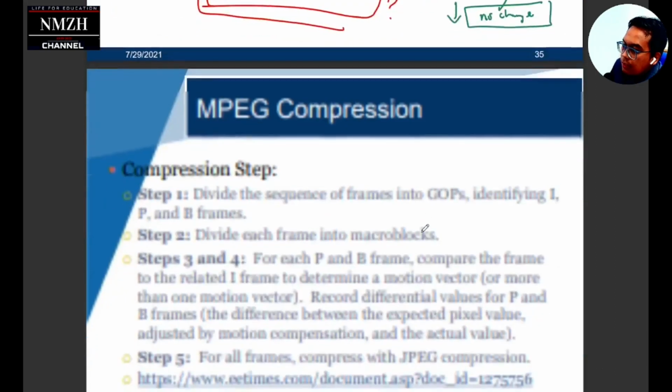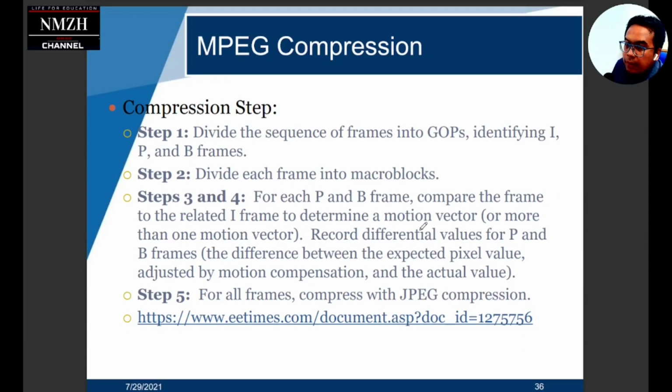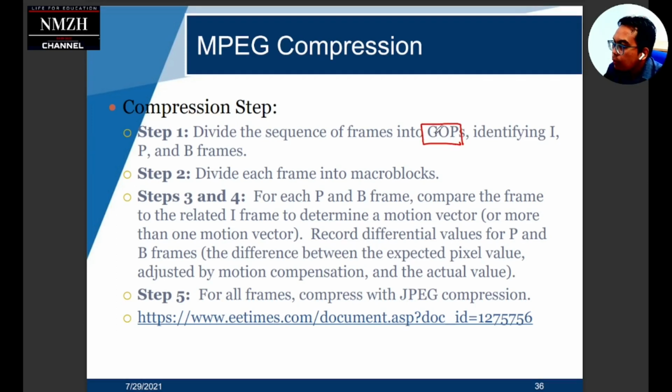To do this, MPEG, the Motion Picture Experts Group, suggests a way to compress a video in these 5 steps. The first is to divide the sequence of frames into GOPs. So what is a GOP here? GOP is a group of pictures.